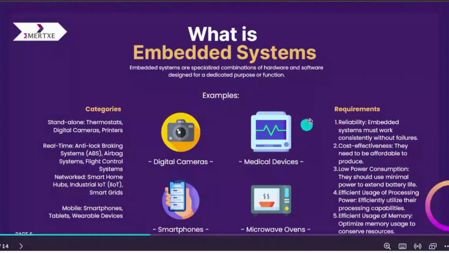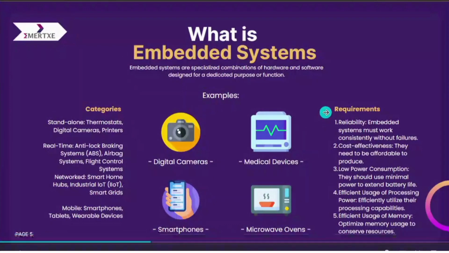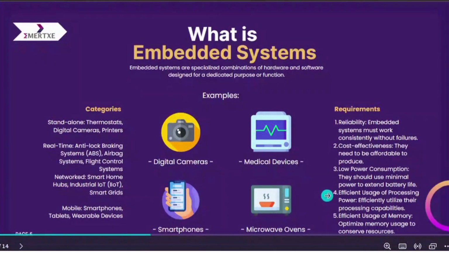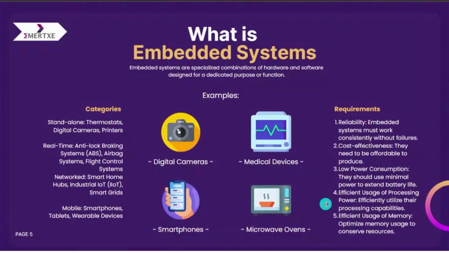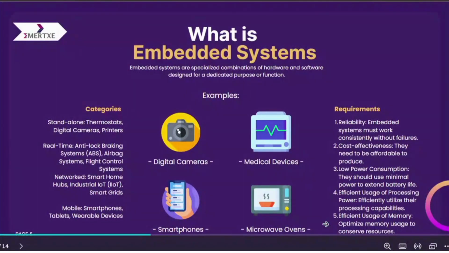Embedded systems like the ones we are talking about have some important rules to follow. First, they need to be super reliable, which means they can't mess up. Second, they should be cheap so that lots of people can afford them. Third, they should use as little power as possible so your batteries don't die quickly. Fourth, they should be really good at using their brain power to do tasks. Finally, they need to be smart about how they use their memory to save space. These rules help make sure embedded systems work well and don't cost too much.